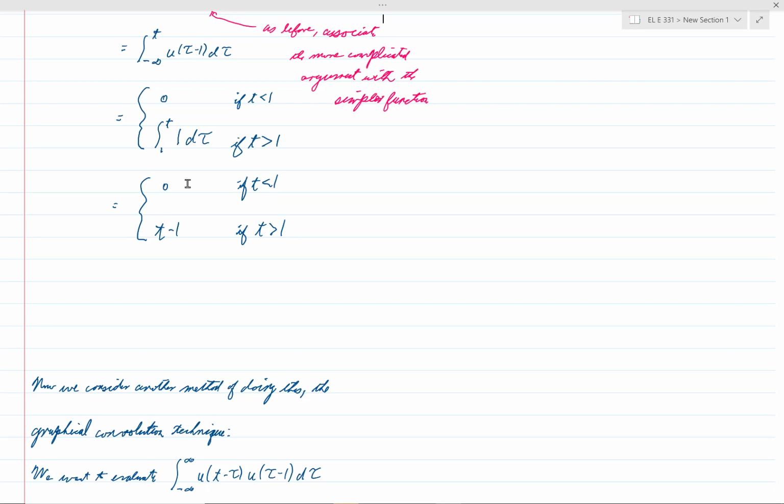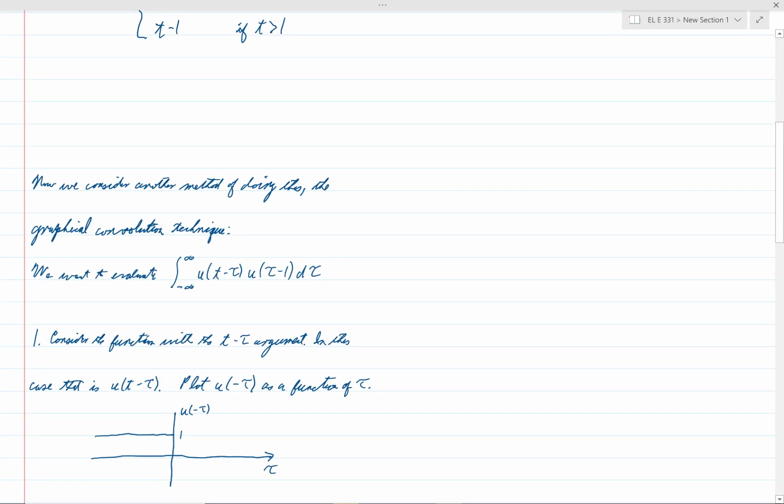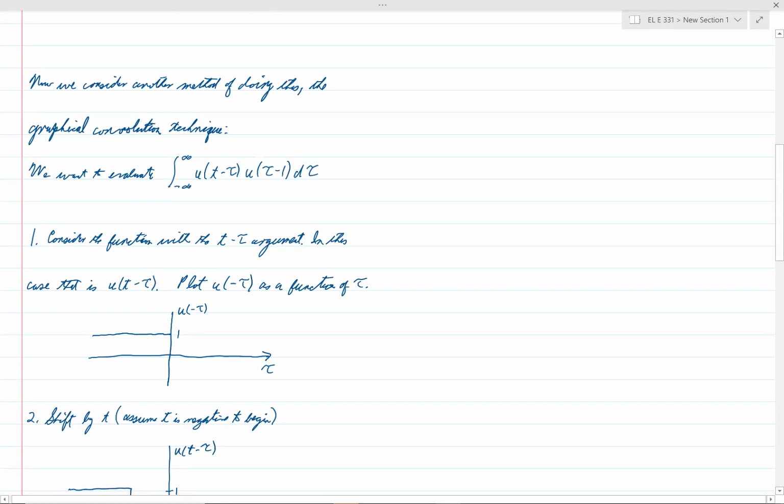But now we want to learn a new method, which your book refers to as the graphical convolution technique. And let's see how it goes. So we're going to look at 3 different cases just so that you get a feel for how this goes. And the first case will be a repetition of what we just did above using a different method so that we can observe that we do get the same answer, which of course helps to give you a little bit of confidence in the procedure. So again, now we want to evaluate this convolution.